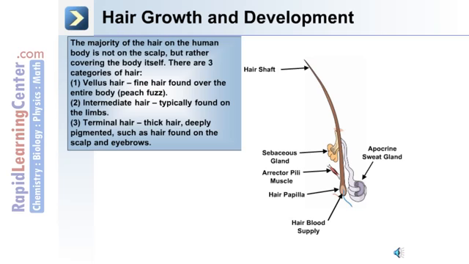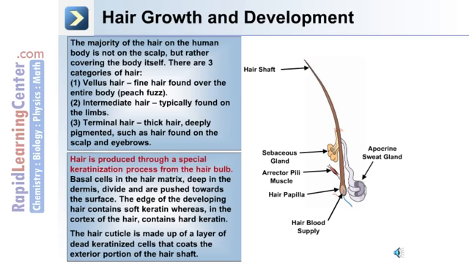There are three main categories of hair, and the majority of the hair on the human body is not on the scalp. The three categories of hair are: number 1, vellus hair. This is fine hair found over the entire body, also called peach fuzz. Number 2 is intermediate hair. This is typically found on the limbs. And number 3 is terminal hair. This is thick, deeply pigmented hair, such as the hair on the scalp and eyebrows.